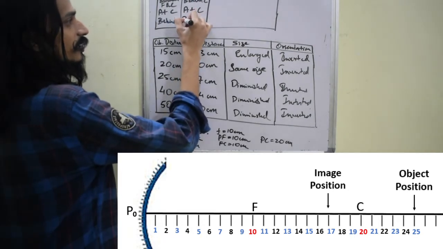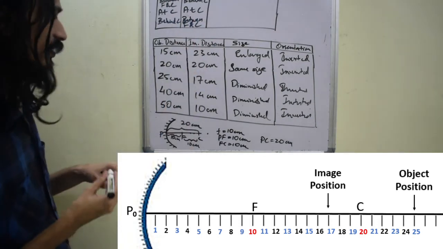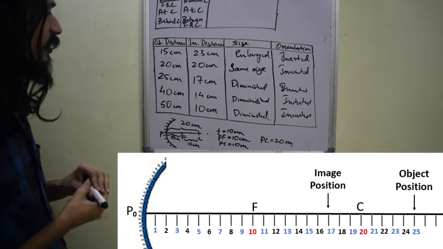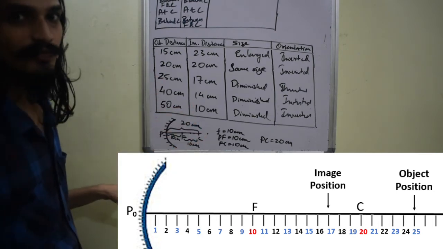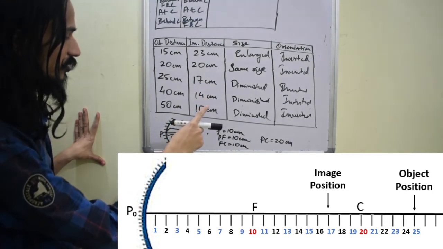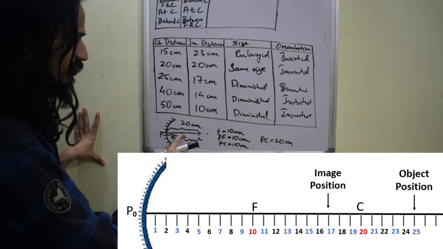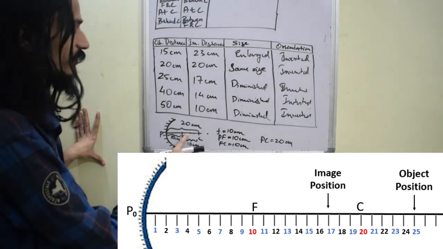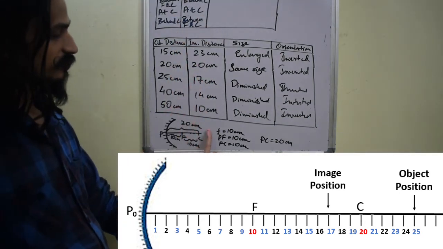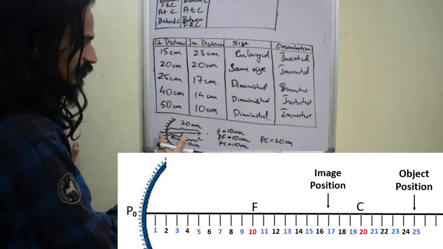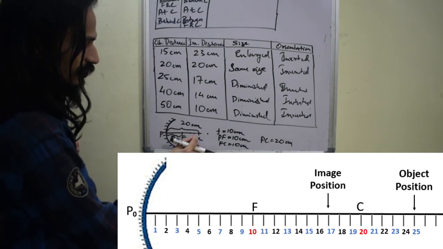So I will say between F and C. The distance would vary because when 25 is still behind C, even 40 is still behind C. So both 17 and 14: 17 is here, and 14 is somewhere over here. This is 10, somewhere over here will be 14. Basically, what I am trying to say is, once the object starts being pushed behind C, the image is going to appear somewhere in between these two points, between F and C. It will start off from here, and it will keep moving here.